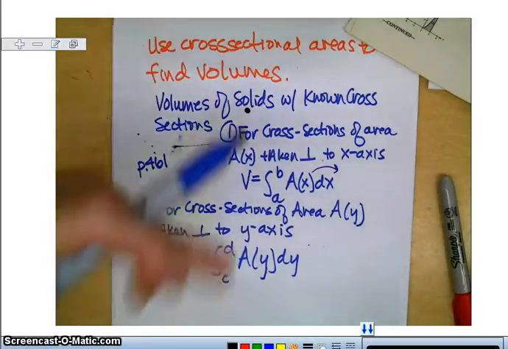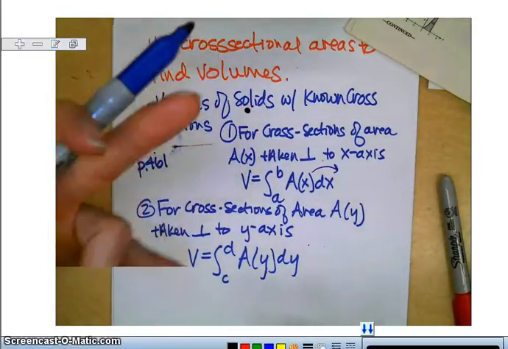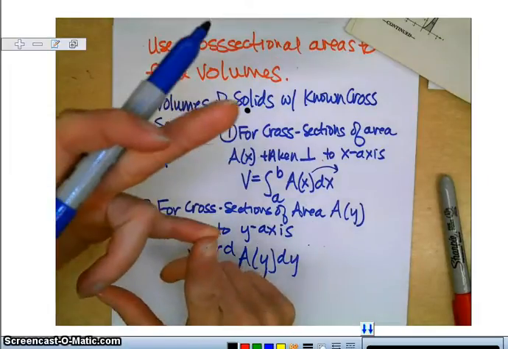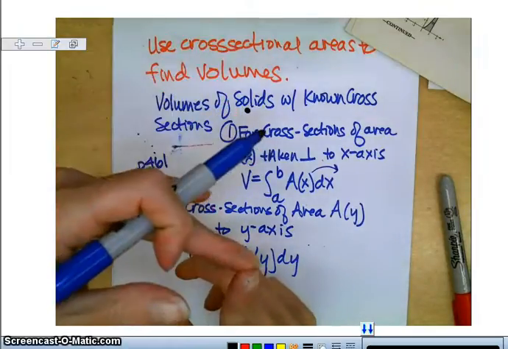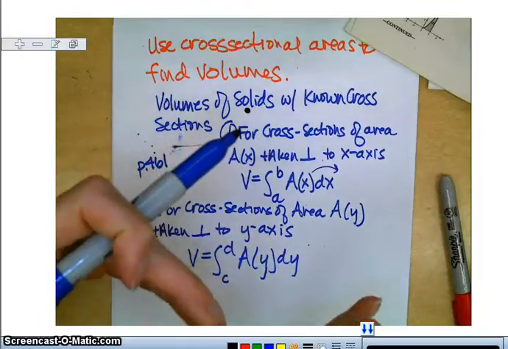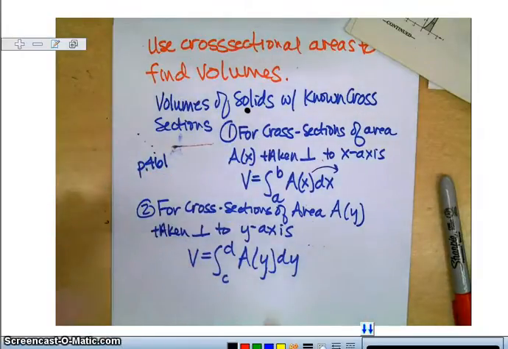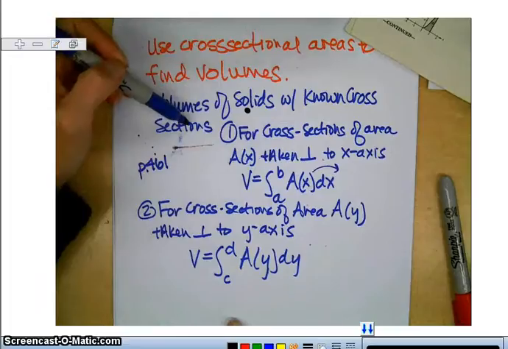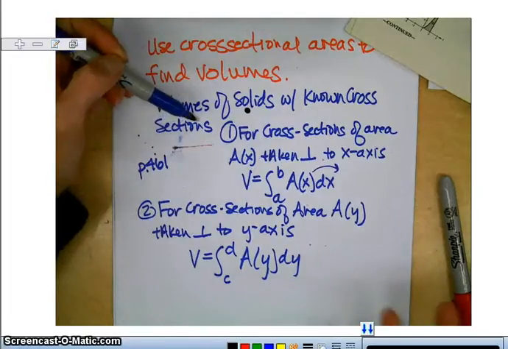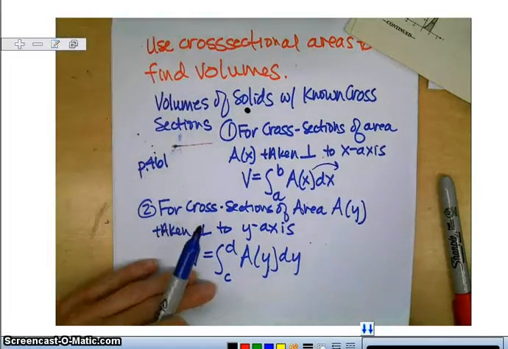A known cross-sectional area. Do you know the area of a square? Yes. Do you know the area of a circle? Yes. Area of a triangle? Yes. Okay. Those are what we call known cross-sections. Known cross-sections. They're very specific, so here's an example of a problem.